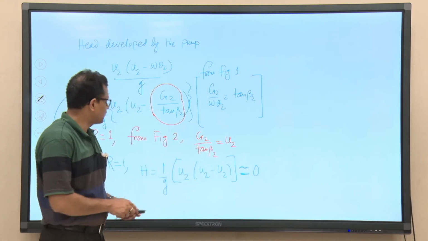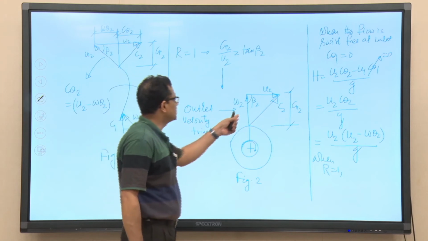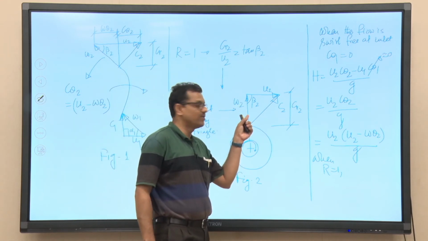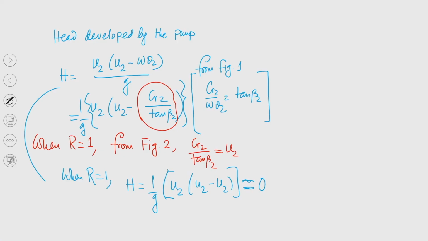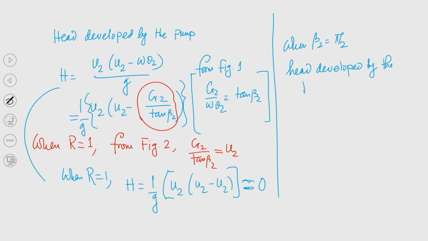So, what you can see from figure 2 is that this beta 2 will be 90 degrees. So, when beta 2 is 90 degrees, that means when beta 2 equal to pi by 2, the head developed by the pump will be equal to 0. So, we will not get any head at all.